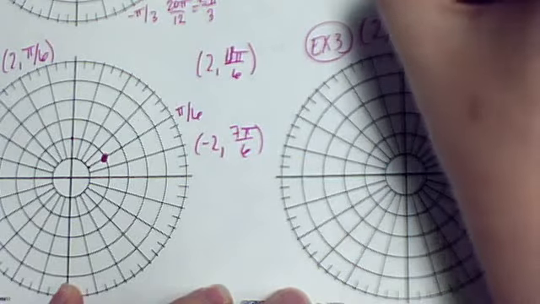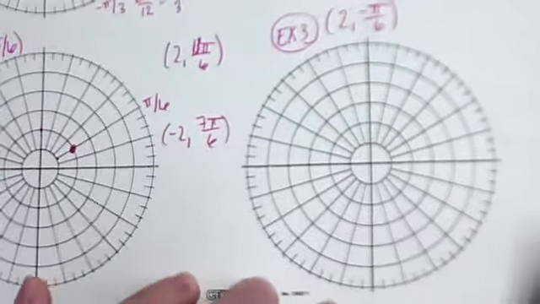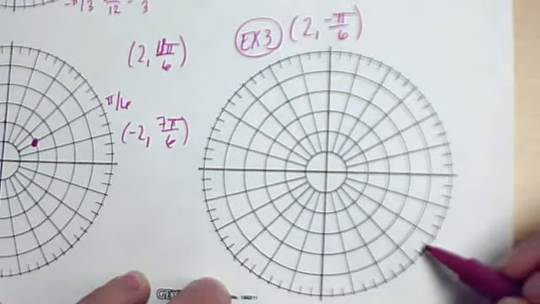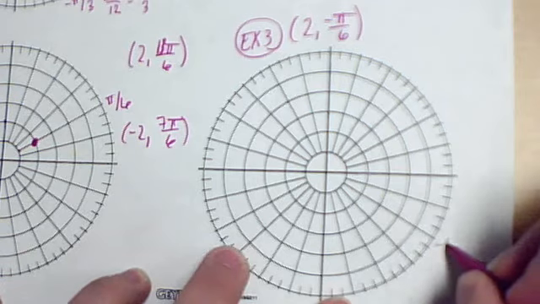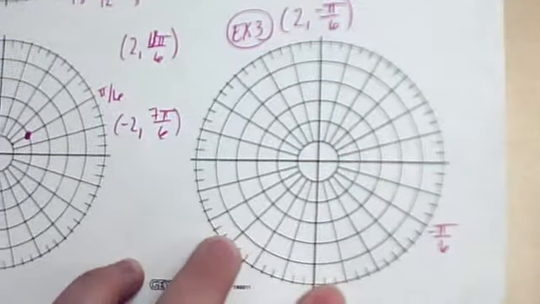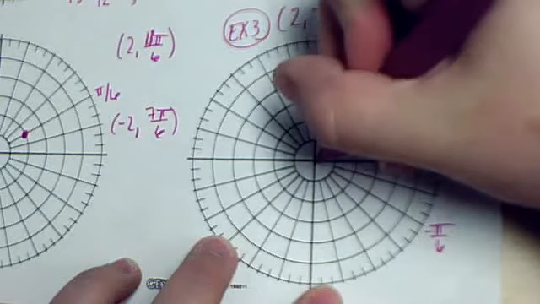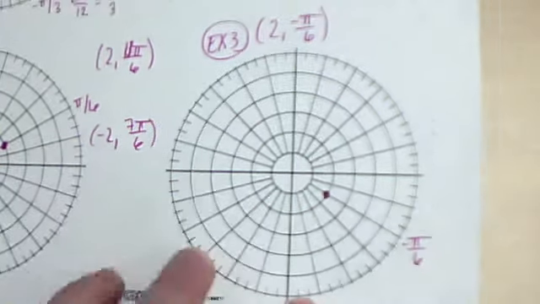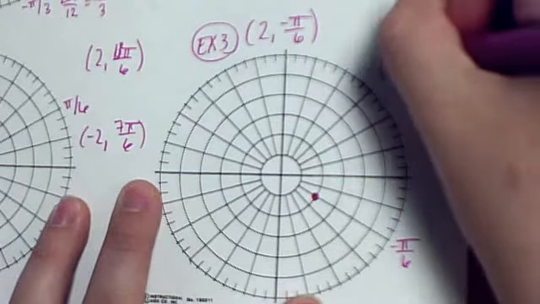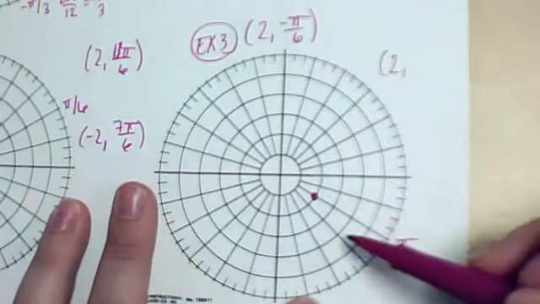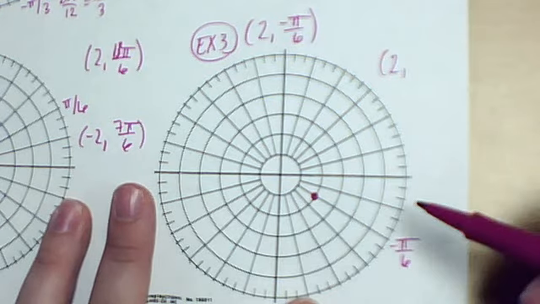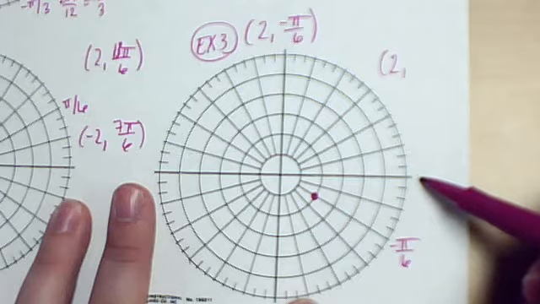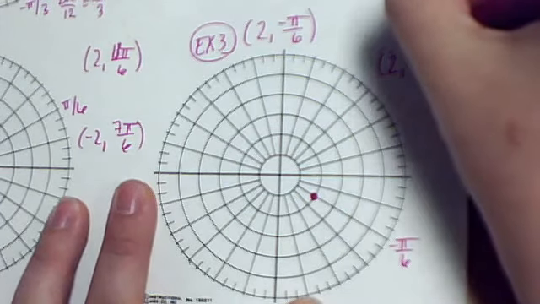So if I have 2 and negative pi over 6, negative pi over 6 would be going this direction. This would be my negative pi over 6 line. And I need to go up 2, so 1, 2. If I rewrite this again, I'm going to have 2. If I go around 2 pi, since it's negative, what is this one anyways? That would be 12 pi over 6, because that's 2 pi. So minus 1 is 11 pi over 6.